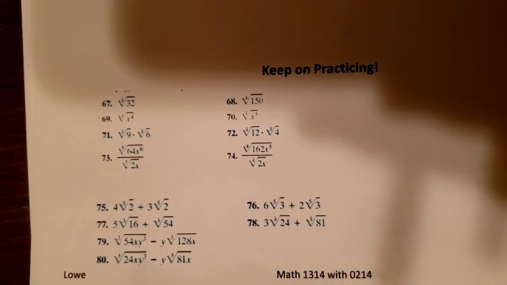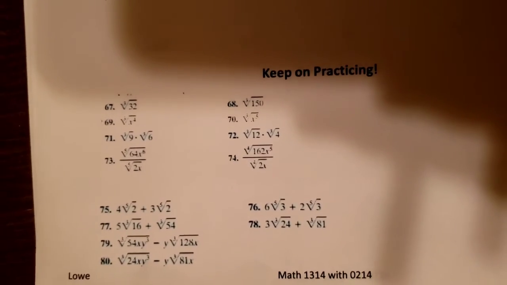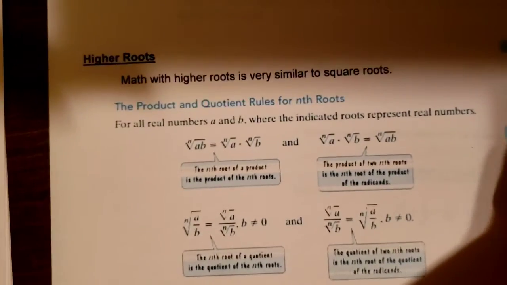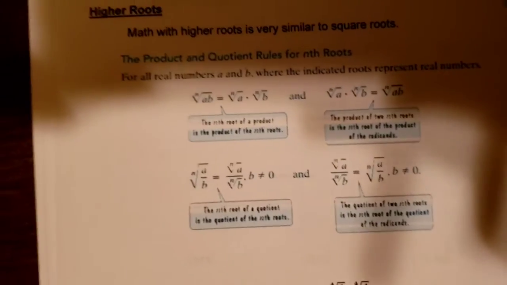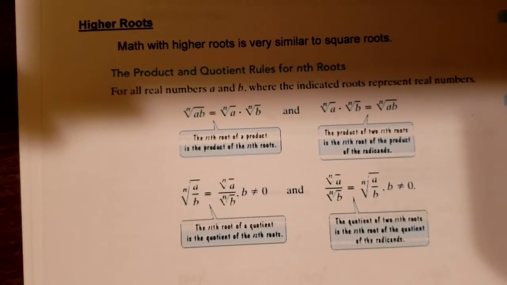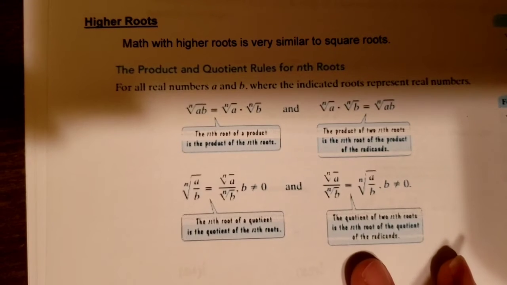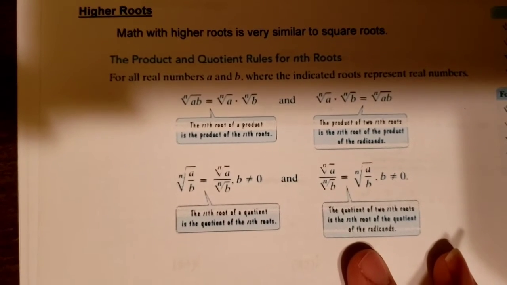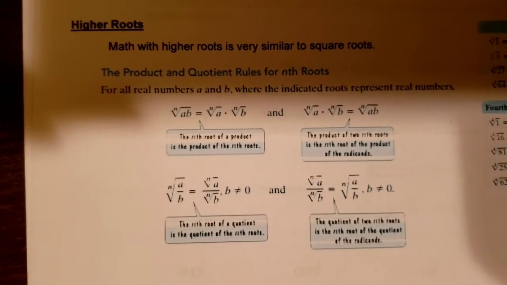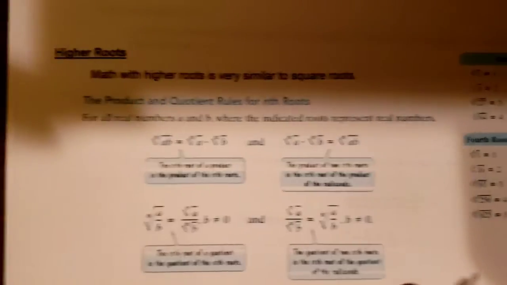Moving on to higher roots. I kind of mentioned at the beginning we would do some cube roots, fourth roots, things like that. So what's going to happen with higher roots, it's very similar to square roots, okay? That process of simplifying the radical where we broke it down into the prime factorization will be helpful, because now you're just looking for groups of 3 or groups of 4 to be able to get these guys out of the radical, okay?